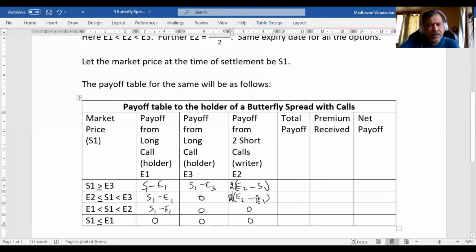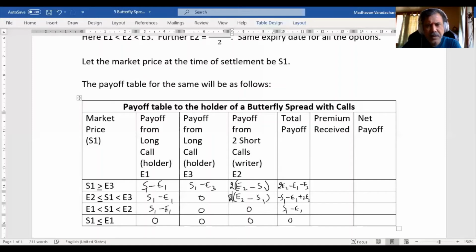Now let us calculate this. If we look at S1 plus S1, 2S1, here it will become negative 2S1. So S1 gets offset. So here we have 2 times E2 minus E1 minus E3. Here again, minus 2S1 plus S1. So that means it is negative S1 minus E1 plus 2 times E2. Here it is S1 minus E1.